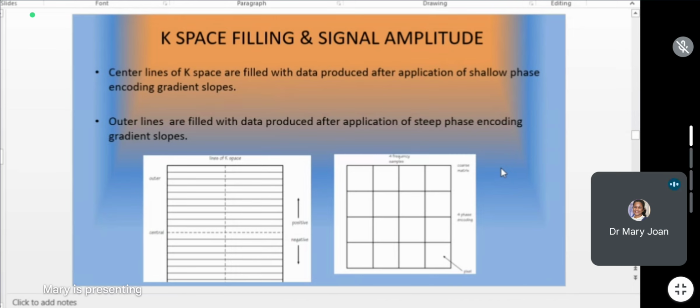The K-space filling and signal amplitude. The center lines of K-space are filled with data produced after application of shallow phase encoding gradient slopes. Outer lines are filled with data produced after application of steep phase encoding gradient slopes.